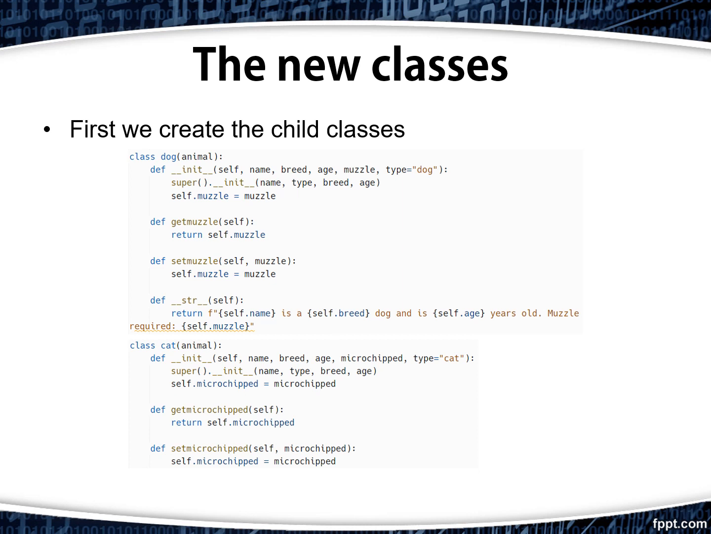With our cat class, we once again pass animal so that we know that that is the parent class. In the constructor, we pass name, breed, age. We preset type as cat, and we also pass microchipped. We then call the parent constructor and pass and set name, type, breed, and age. We then handle microchipped separately. Then we create the getters and setters that are applicable to that particular attribute microchipped that we've just created.